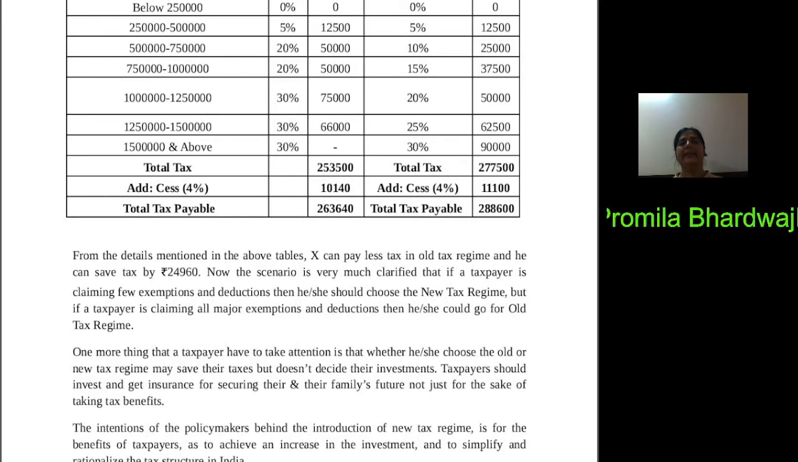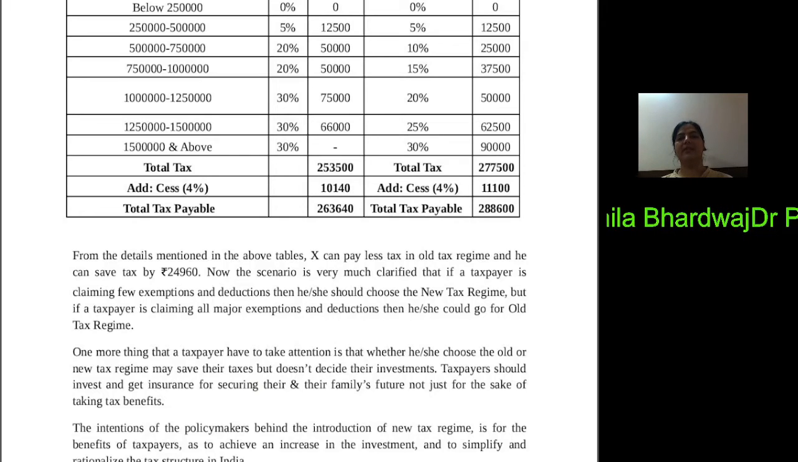Now we can easily say that he can save tax of 24,960 rupees if he chooses the old tax regime, but it is only beneficial when a person is availing all major exemptions and deductions. That's the way one person can benefit, or he may make investments in various sources, or he can avail deductions under section 80C to 80U for getting more tax benefit, or he or she has to do tax planning according to the old tax regime.